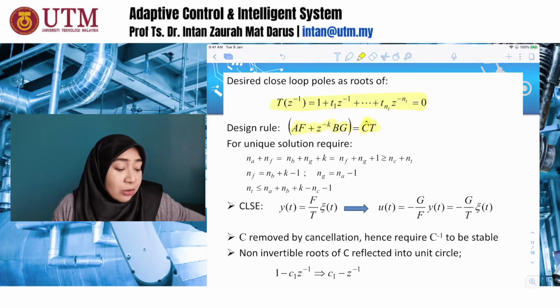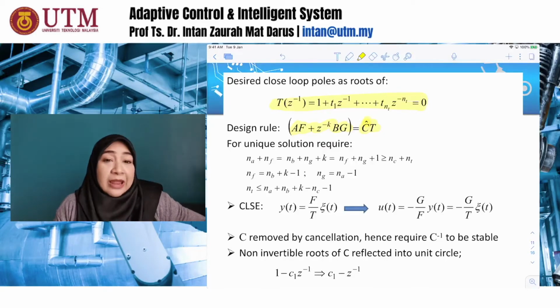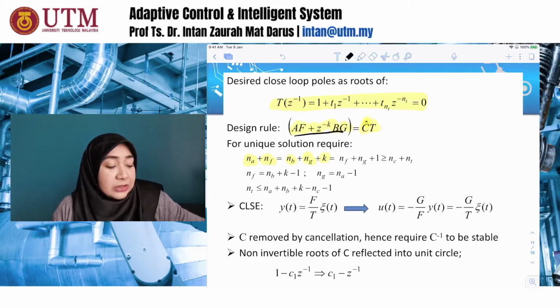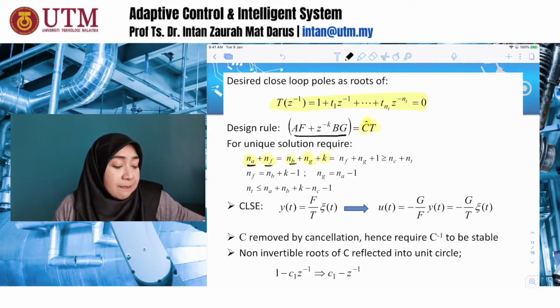The model order for AF, in order for you to be able to add it with z^-k BG, NA plus NF must be equivalent to the model order of NB plus NG plus K, because otherwise this equation cannot be added, isn't it? You need to make sure that these equations can be added together. So the model order NA plus NF must be equivalent to NB plus NG plus K.